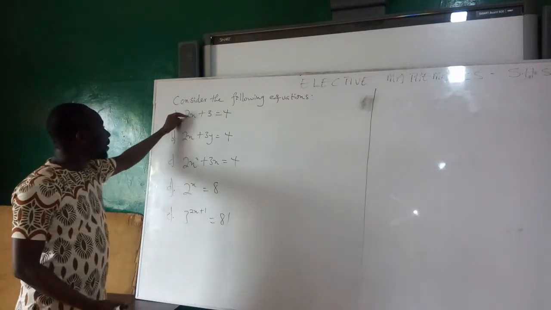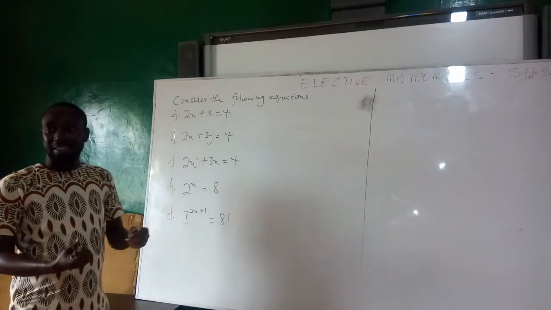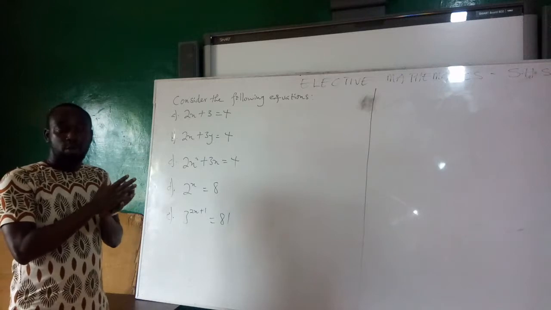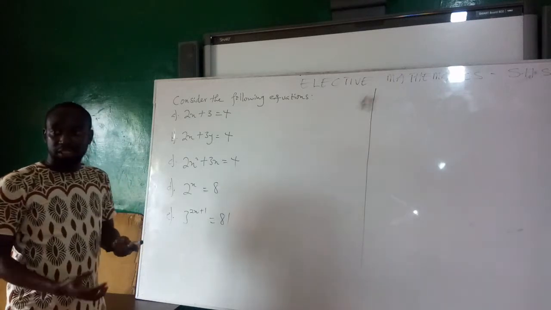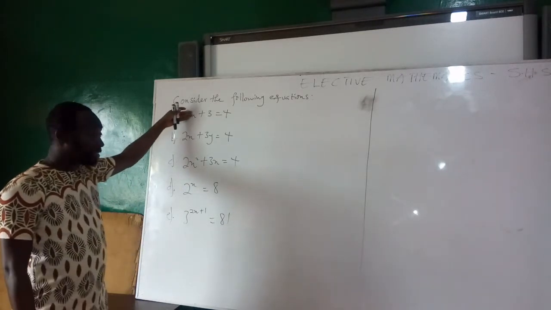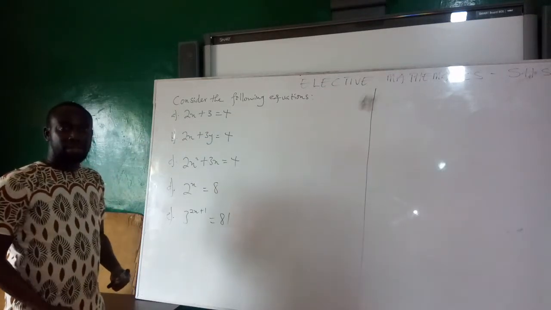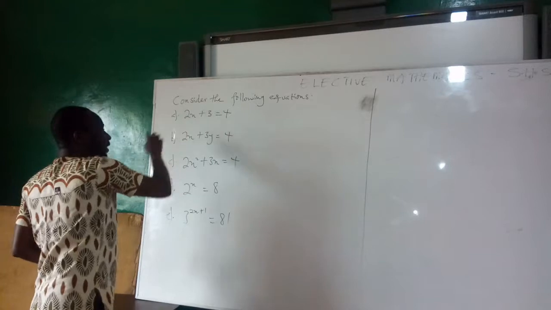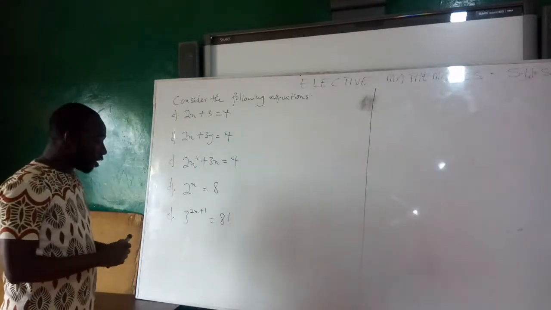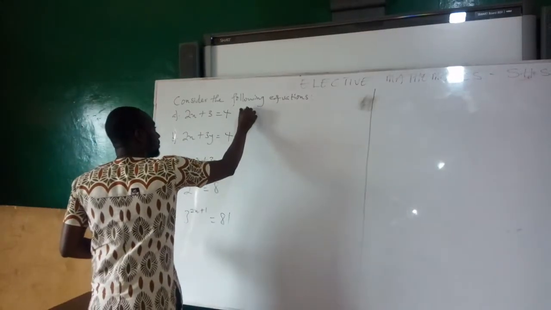Now the highest exponent on the variable, when we talk about the variable, it is the unknown, the term that we want to find the solution to, that is the unknown. So here the unknown is just one variable, that is x. Now we want to find the highest exponent on the x. So the highest exponent here is 1. So we are going to call this a linear equation.